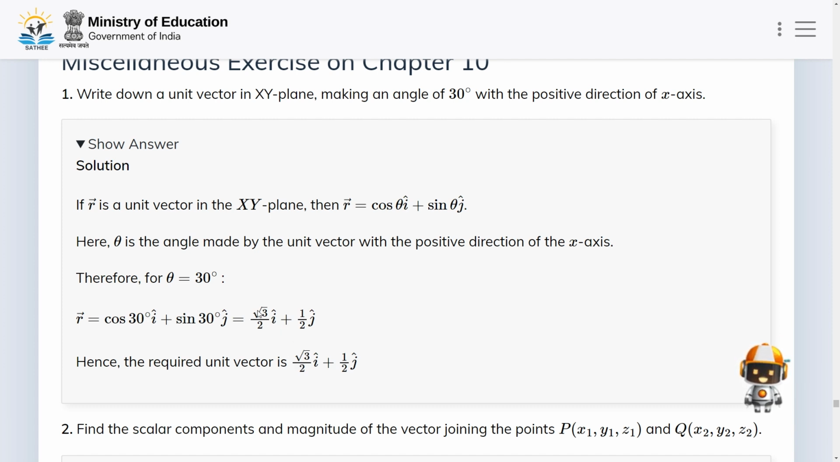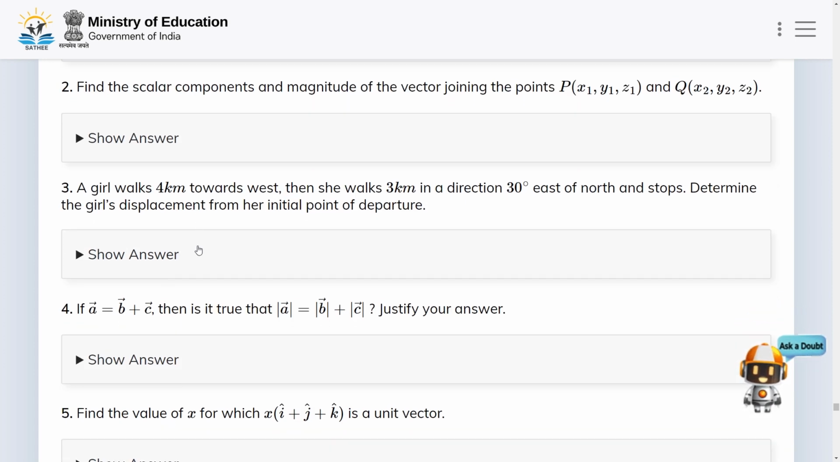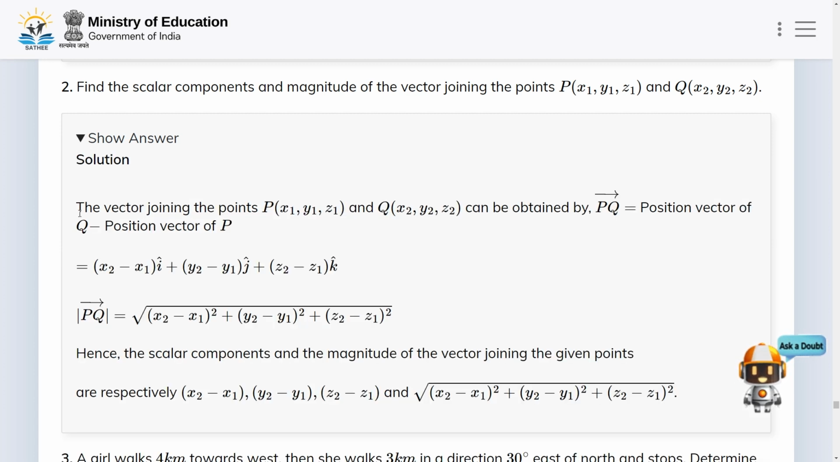Now the second problem. Find the scalar component and magnitude of the vector joining the points P and Q. First of all, you have to find the vector joining the points: position vector of Q minus position vector of P to obtain your PQ vector. This means you will have (x2 minus x1) i hat plus (y2 minus y1) j hat plus (z2 minus z1) k hat. This will be your PQ vector.